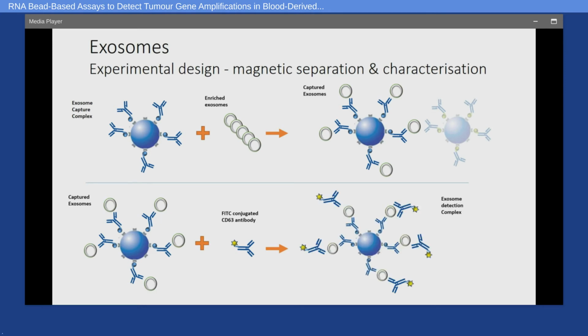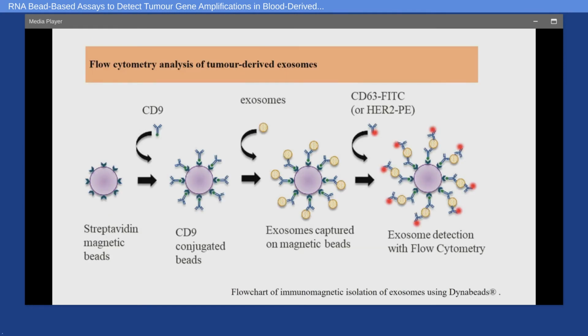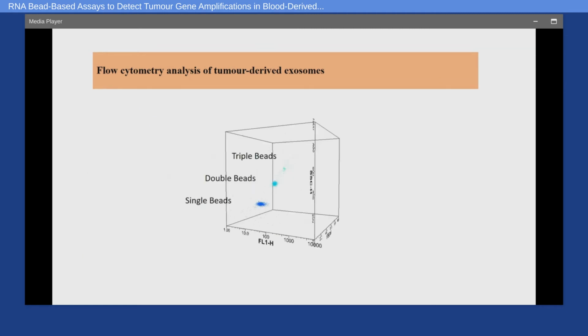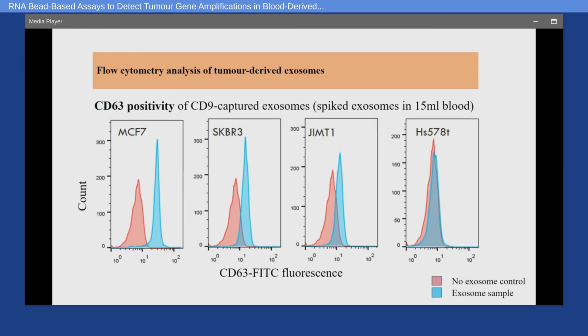And it's easy to put together. Okay, you can look at CD63, FITC. You can also use other markers like HER2 if it is a HER2 positive cell. And this is what you see on a flow cytometry. You would have these single beads which are loaded with exosomes. You will see the double beads and the triple beads, but even less and less every time. So we can gate on these single beads, and we can see actually the positivity of these exosomes to CD63 when we spike these exosomes in blood.